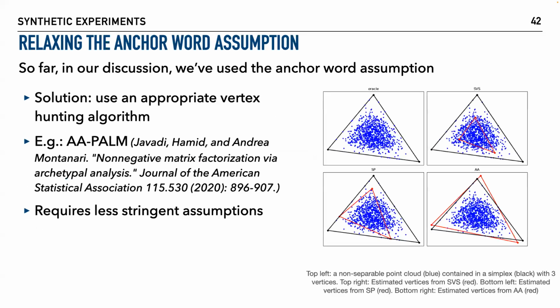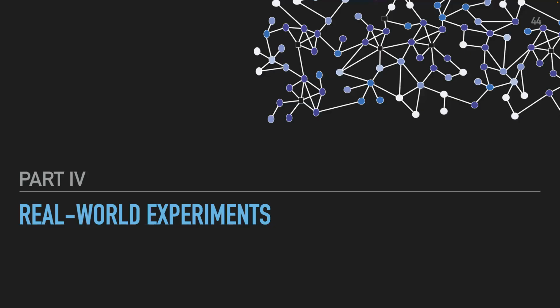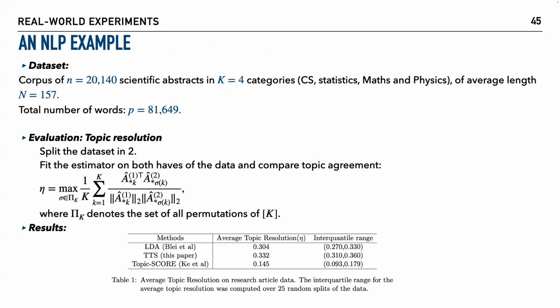So we have a way of relaxing the anchor word assumption. I'll skip to the real world experiments because this is perhaps a little bit interesting. We're starting with an NLP example where we have a corpus of size, let's say, 20,000 scientific abstracts, which are in K equals 4 categories: CS, stats, math, and physics. And we try to apply LDA, our method, and Topic Score.